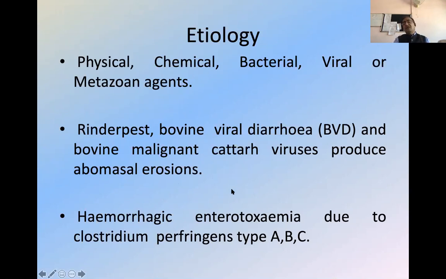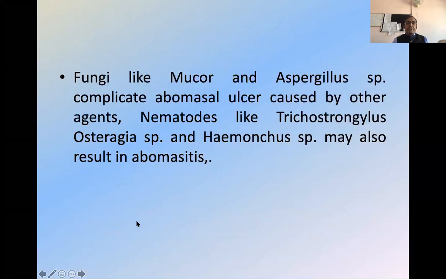Next are some of the bacterial agents, and we know so many bacteria are there, especially related with Clostridium. So hemorrhagic enterotoxemia due to Clostridium perfringens type A, B, and C leads to abomasitis, and it may lead to abomasal ulcerations. Malignant catarrhal fever produces abomasal erosion also. Hemorrhagic enterotoxemia due to Clostridium perfringens type A, B, C is very important. Now some of the fungi like Mucor and Aspergillus complicate ulcers caused by other organisms.